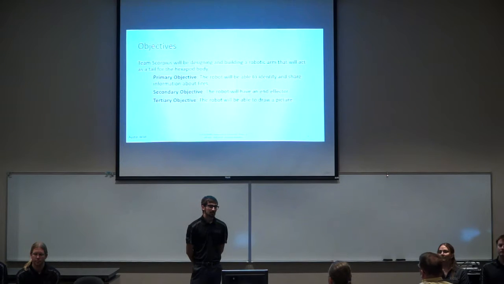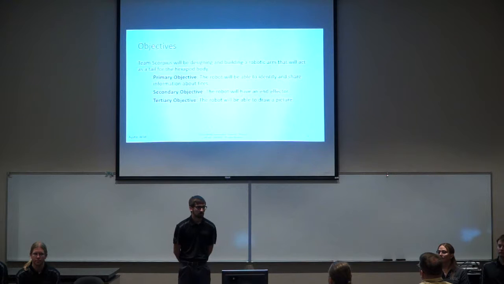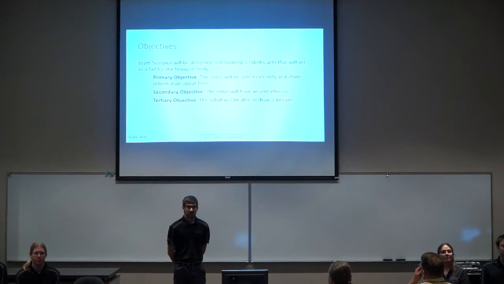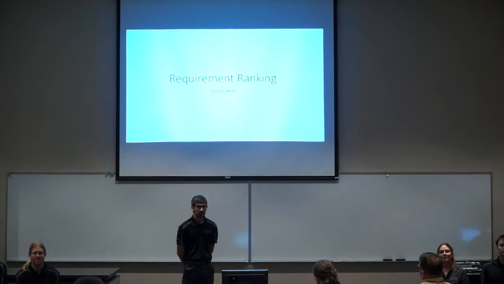The secondary objective is that it shall have an end effector or a claw. And our tertiary objective is that it shall be able to draw a picture for competition in the 2017 RoboGames Challenge. I will now speak about our requirements ranking.